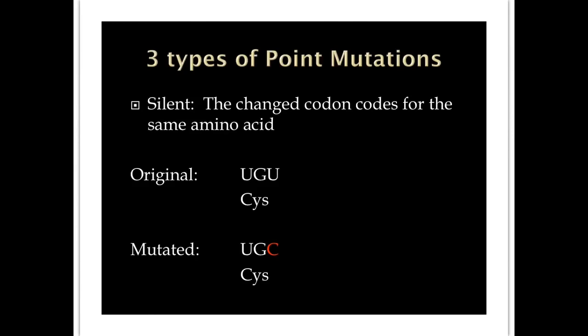The first is silent. Silent is when the changed codon codes for the same amino acid. Remember that mutations are changes in DNA, but DNA changes are going to cause a change in mRNA, which means the codons will change. So let's say the original codon is UGU. If I looked on the codon chart, that codes for the amino acid cysteine. If there's a mutation, now the new codon is actually UGC, there's a lot of repetition on that codon chart. UGC also codes for cysteine. So this is a silent mutation in the fact that my protein will not change because I'm not changing any of the amino acids of that protein.